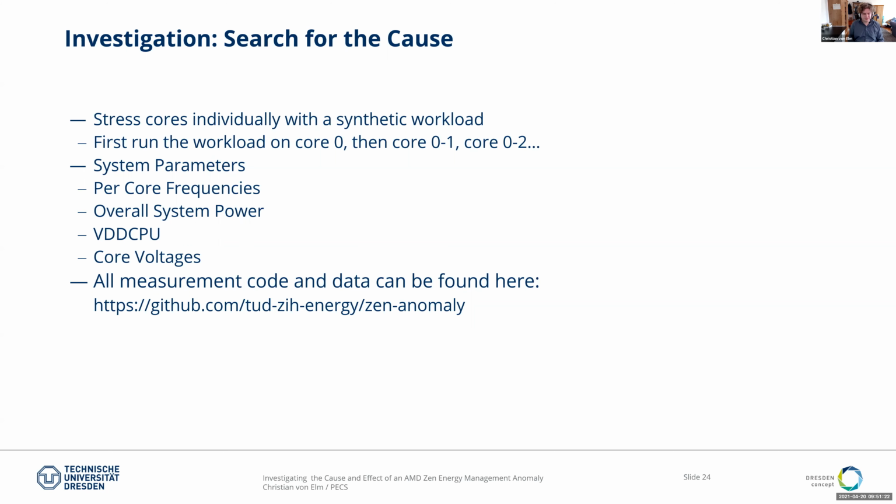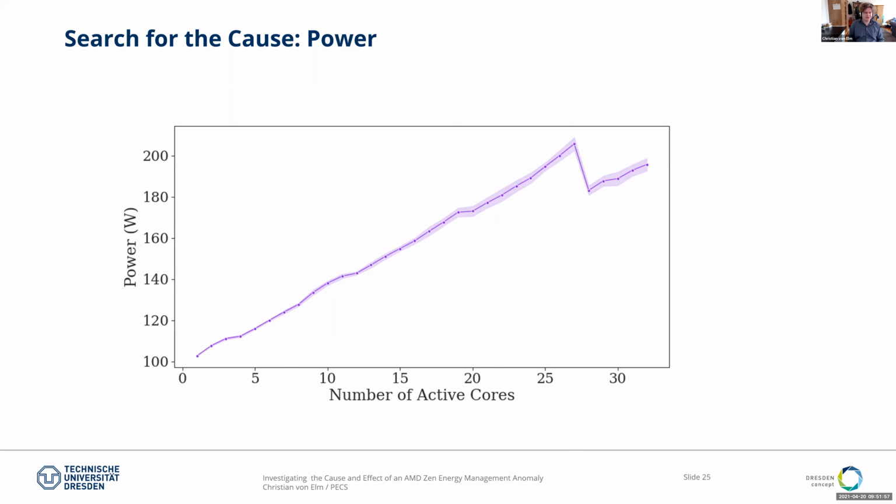This is the overall system power, which we already recorded in the initial observation, per core frequencies, the per core voltages, and the global core voltage VDD CPU. All the code we have used for measurement, the scripts we use to generate graphs, and the data we use to generate those graphs can be found in the Git repository listed below. So let's look at the parameters piece by piece.